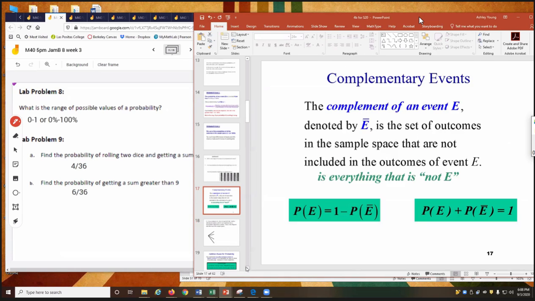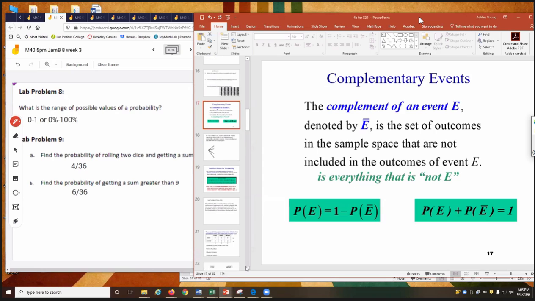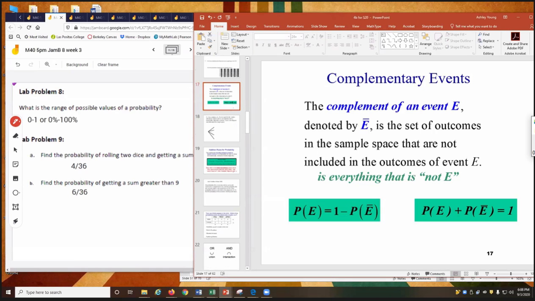Great. Moving on. Complementary events. So now we're moving down your notes to the next thing. Zubair, go ahead and read for us. For complementary events, the complement of an event E, denoted by E-bar. E-bar is the set of outcomes in the sample space that are not included in the outcomes of E. Is everything that is not E. Yep. So the complement is everything else, basically.